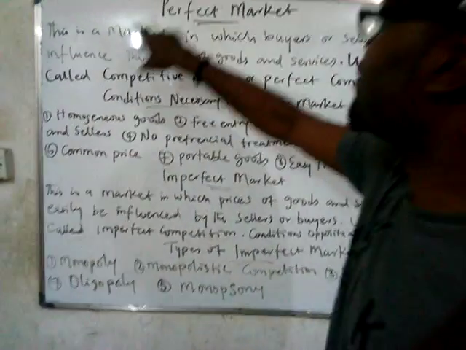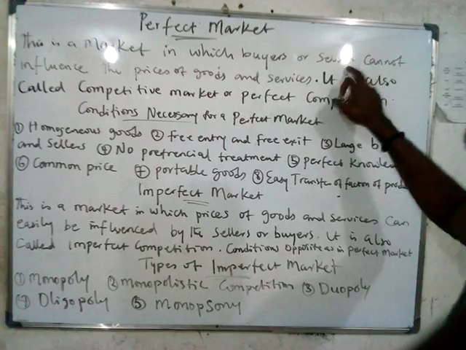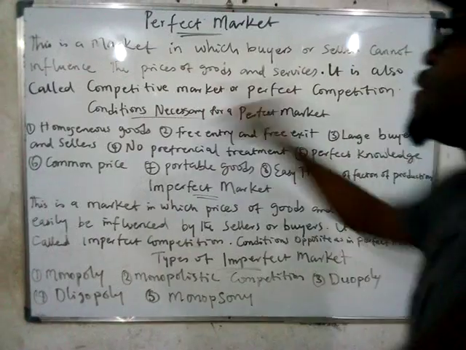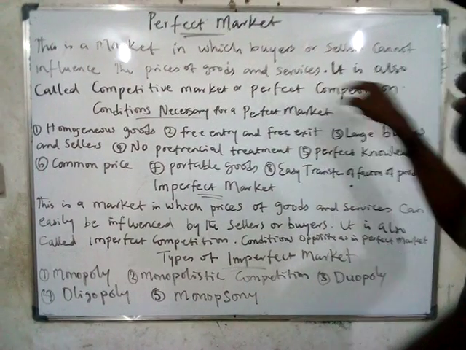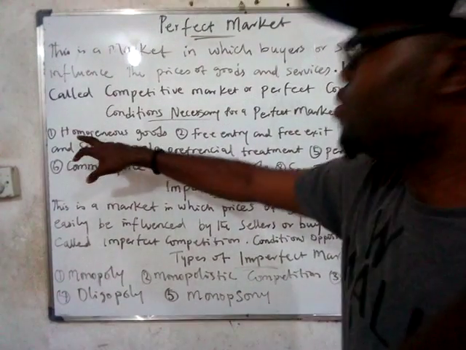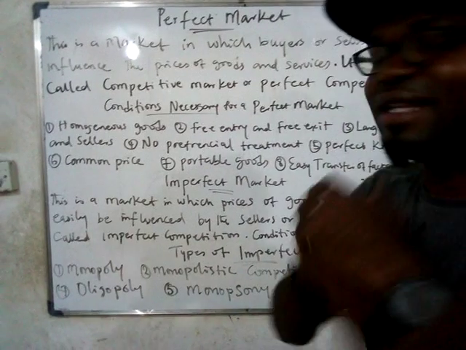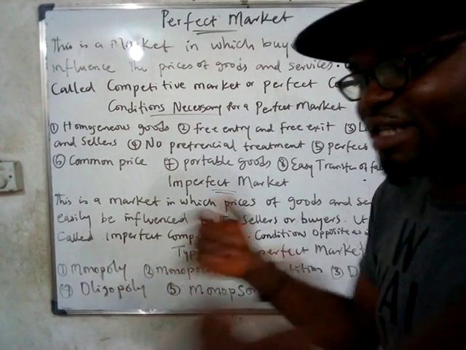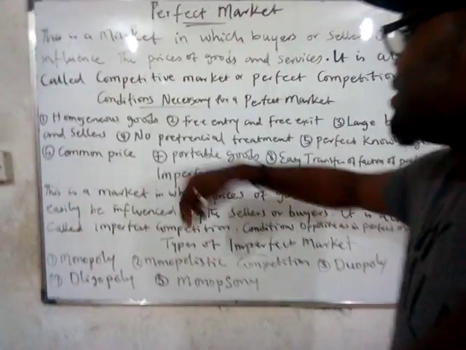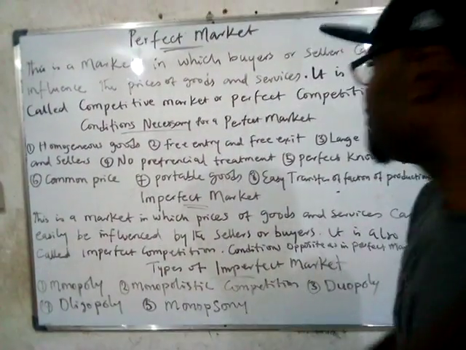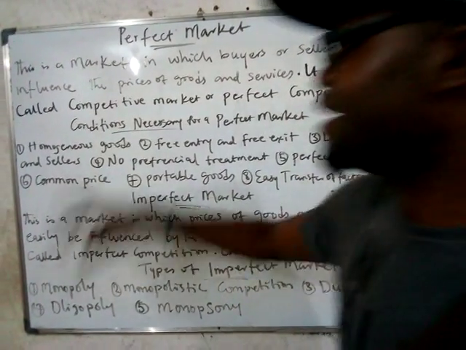So now we have conditions necessary for a perfect market. First of all, a perfect market is a market in which buyers or sellers cannot influence the prices of goods and services. It is also called a competitive market or perfect competition. The conditions that are necessary for us to have a perfect market are: one, homogeneous goods. When you have the same good, everybody is selling fish, you can buy from anybody, so the sellers cannot determine the price. Homogeneous goods. Free entry and exit from the market. People can easily get into the market, so there is enough product. Large number of buyers and sellers.